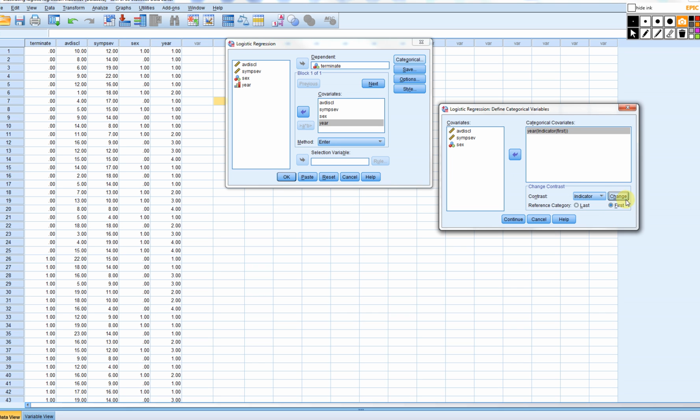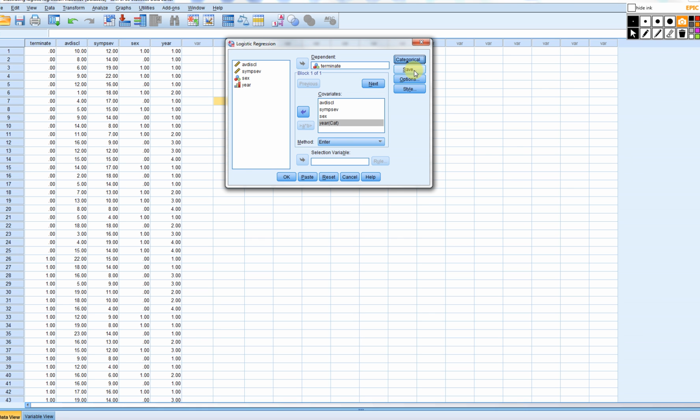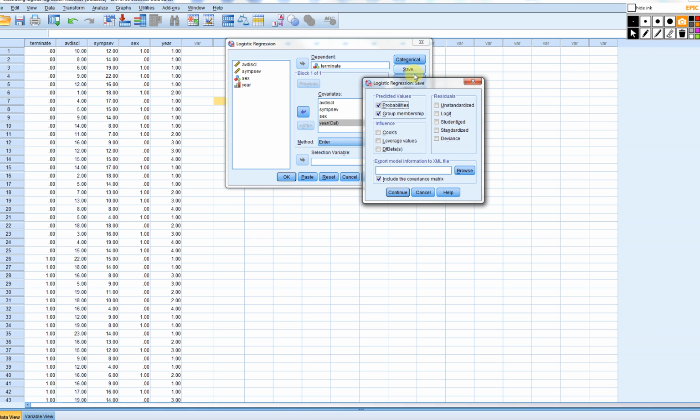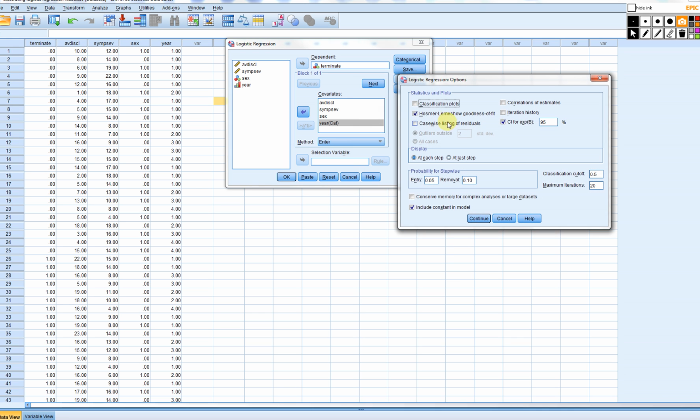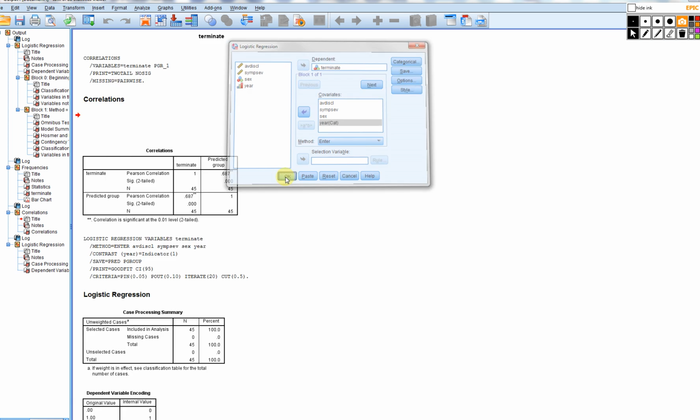So I have to click on change, and now we've specified that SPSS is going to create dummy variables, and the reference category is going to be the freshman. And that group is actually going to have zeros coded across my dummy variables. So I'm going to click on continue. If we look under options here, our save options, we've got our probabilities, group membership as before. Options, we'll leave those pretty much as we did before. And now I click on OK.